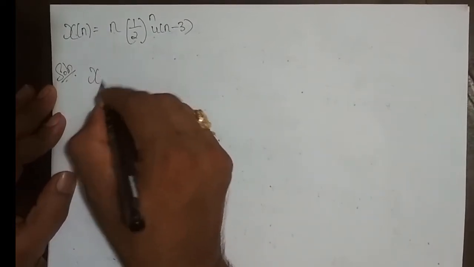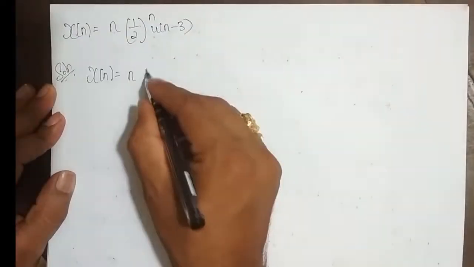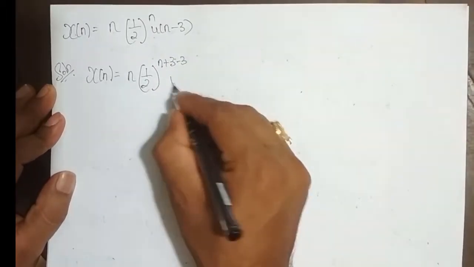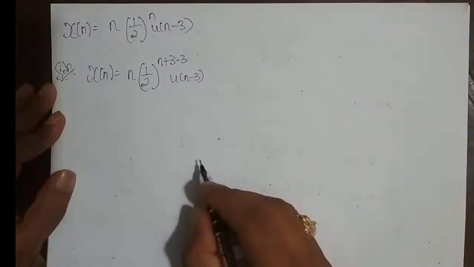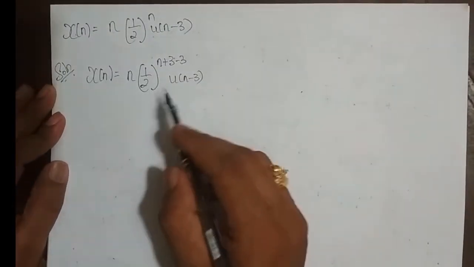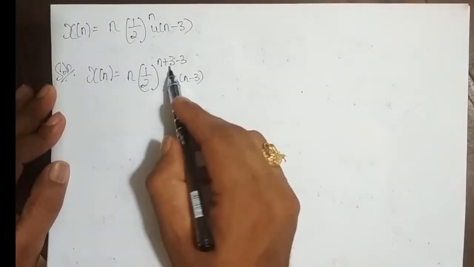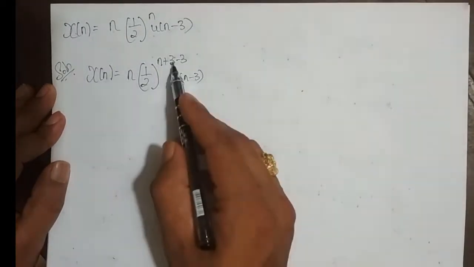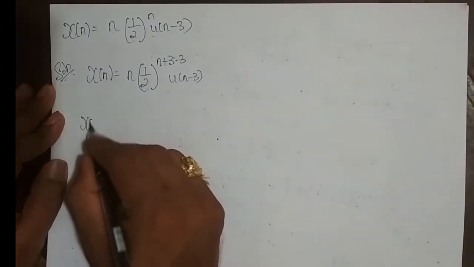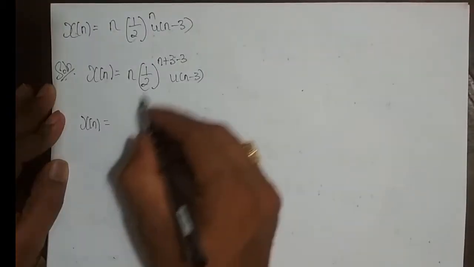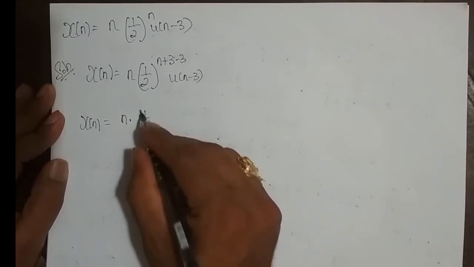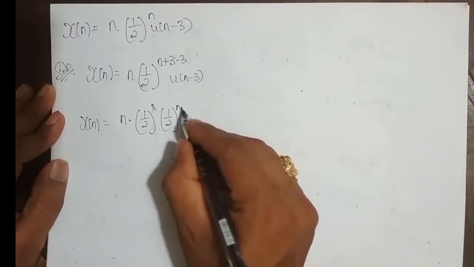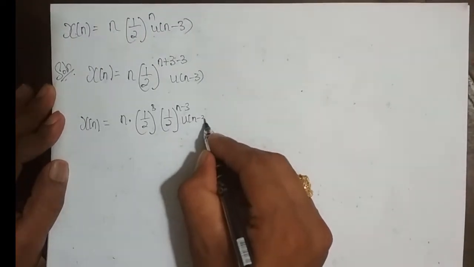So we can write this sequence as x of n is equal to n into 1 by 2 power n plus 3 minus 3 into u of n minus 3. Since I'm planning to use the time shift property, I just added and subtracted 3 here, so that this will match with n minus 3 here and n minus 3 here, and I can separate the other part out. So x of n is equal to n into 1 by 2 power 3 and 1 by 2 power n minus 3 into u of n minus 3, right?